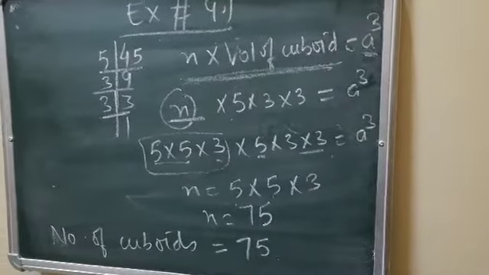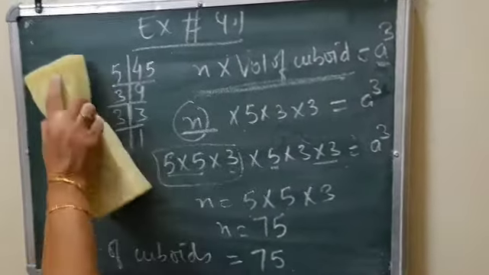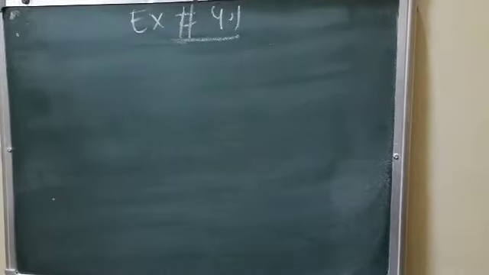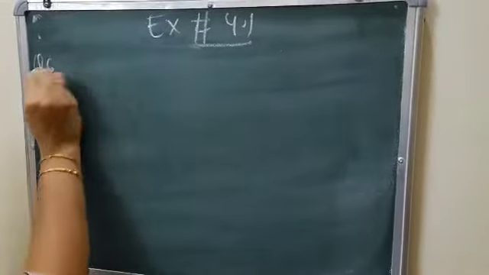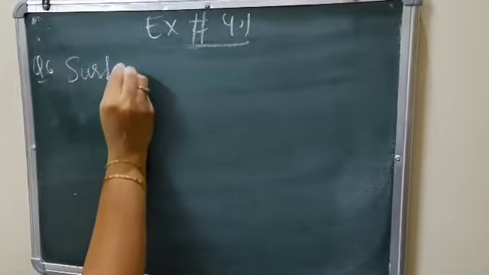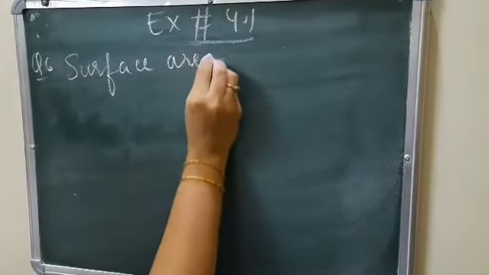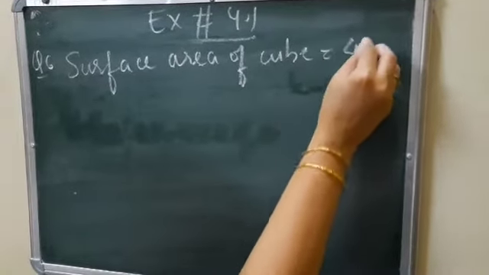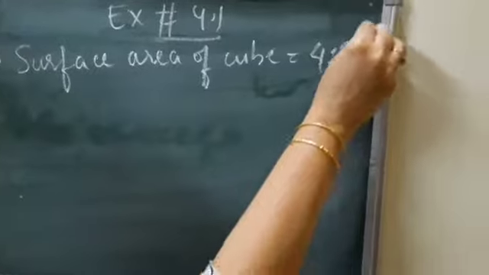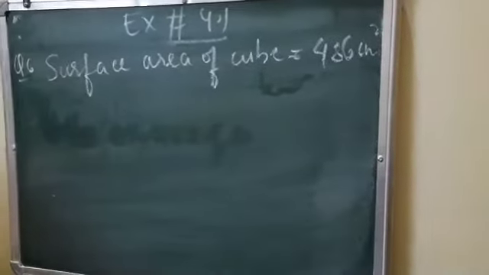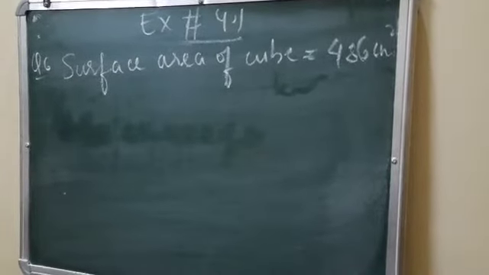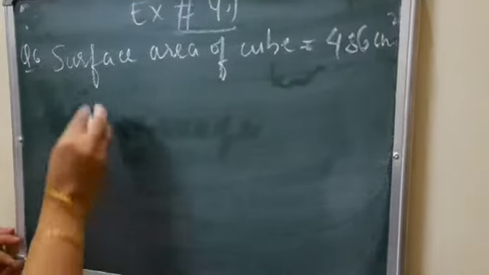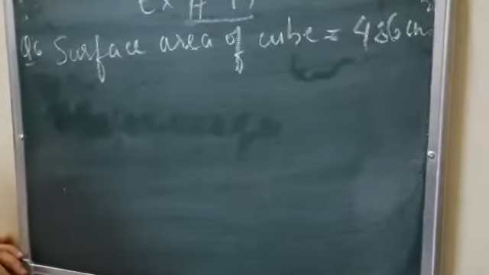Find the volume of a cubical box whose surface area is 486 centimeter square. The surface area of the cube is given. It is 486 centimeter square. Now you should know the formula of surface area for a cube, because surface area is given in the question. So we have to apply the formula for surface area. Surface area means total surface area they are talking about.